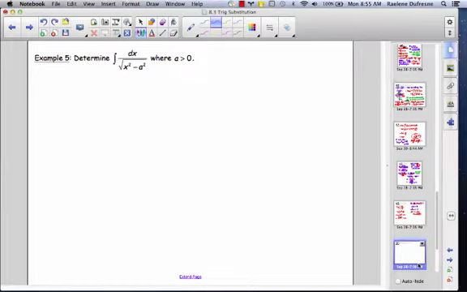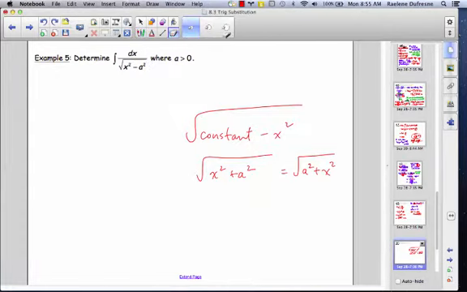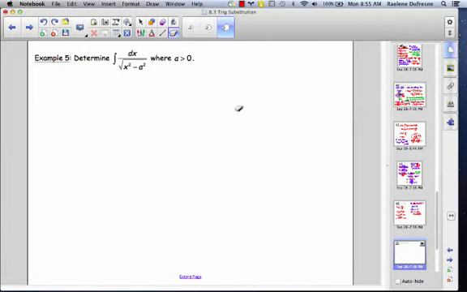In example 5, we now have the third variation. We have x squared minus a squared. So we had the constant minus the variable squared. We had the variable squared plus the constant, which is the same as the square root of a squared plus x squared. And now we have the square root of x squared minus a squared. So this is suggesting the third and final method of substitution, or rather trig substitution technique.